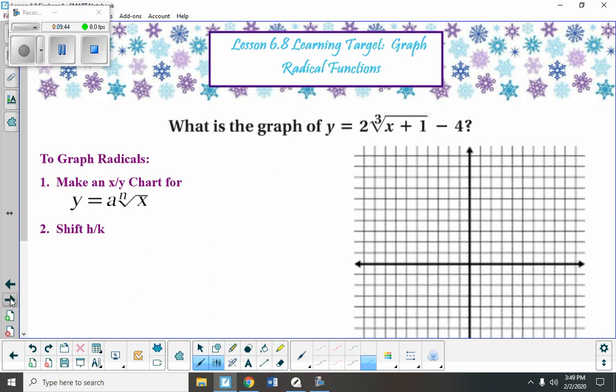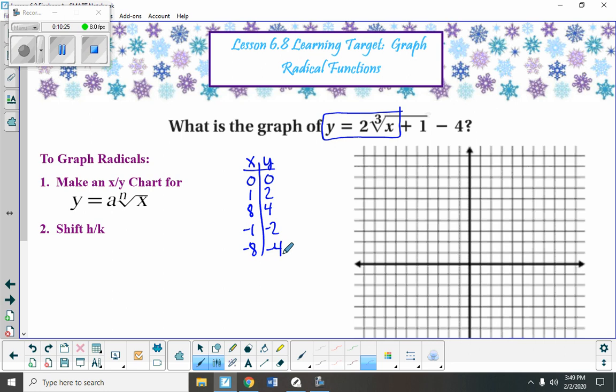All right, let's go to this next one. This is a cube root, and there's a lot going on here. So again, we're going to put a box around the first part and make an XY chart for that. And we will list the perfect cubes, and we will do some positives and some negatives. So cube root of 0 is 0 times 2 is 0. Cube root of 1 is 1 times 2 is 2. Cube root of 8 is 2 times 2 is 4. Cube root of negative 1 is negative 1 times 2 is negative 2. Cube root of negative 8 is negative 2 times 2 is negative 4.